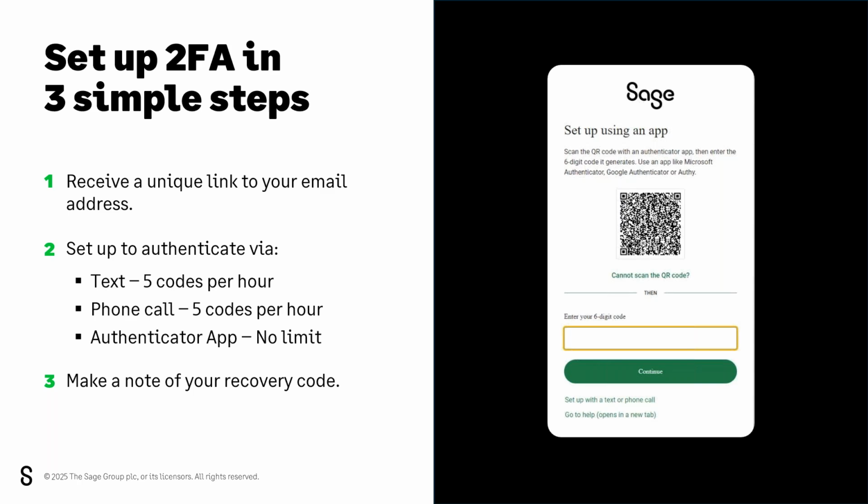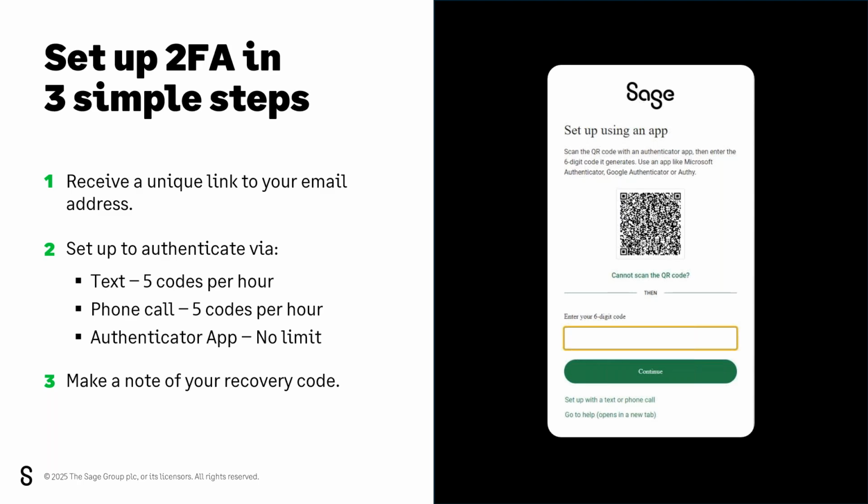You'll then select which way you want to authenticate, so whether that's going to be via text, phone call, or Authenticator app. Now, one thing I do want to make you aware of is if you've got loads of companies and you need to authenticate on those companies, text or phone call do restrict you to 5 codes per hour. So if you've got multiple users as well, then you do only get 5 codes per hour. Whereas the Authenticator app, there is no limit. So you can get as many codes as you need for those companies.